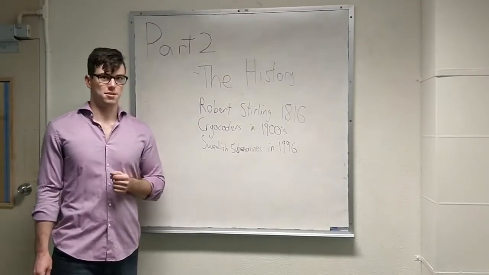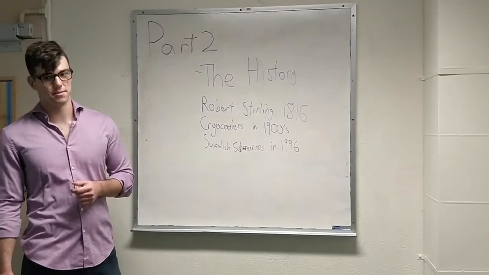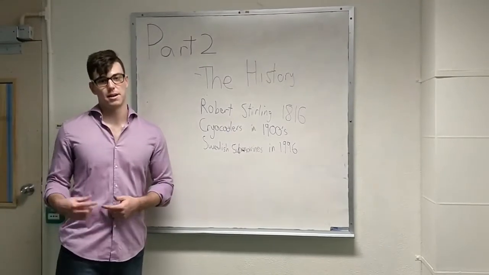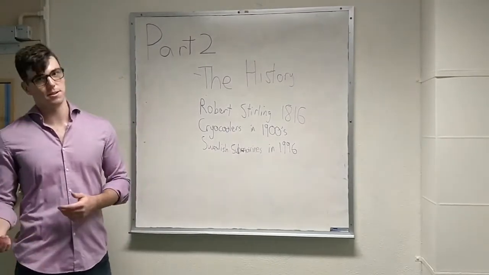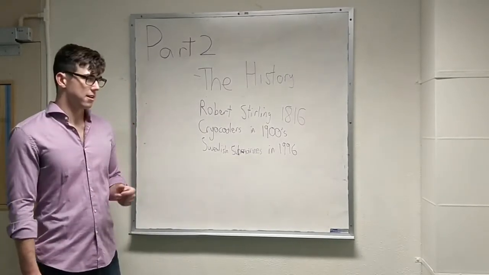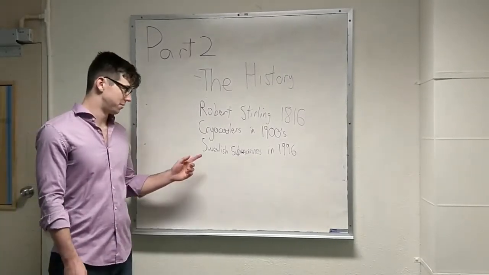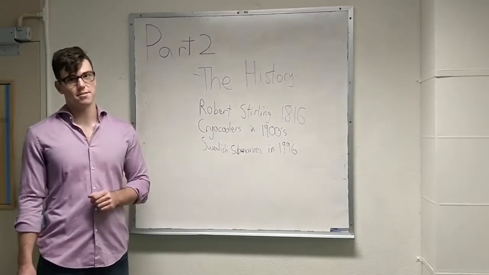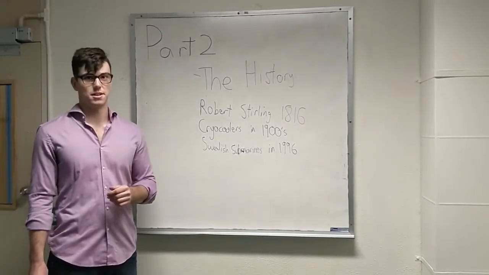Stirling engines then saw a subsequent drop in usage as cryocoolers became superseded by other methods of cooling, both in commercial and in very low temperatures for scientific use. They saw very little use until 1996, when the Swedish Navy installed a number of Stirling engines on their submarines.